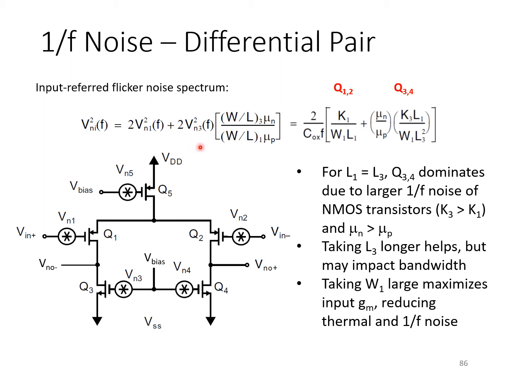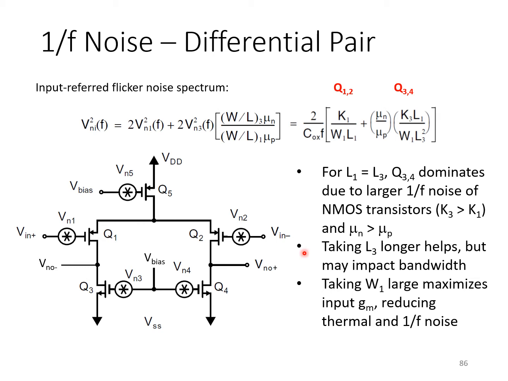So if we substitute in the flicker noise spectrum for VN1 and VN3, you end up with the expression shown over here. Now you'll notice that if all 4 transistors have the same gate length, that is that L1 equals L3, then it's quite likely in this circuit that the active load transistors will dominate the flicker noise. The reason is because the flicker noise constants, K1 and K3, are different for NMOS and PMOS technology devices in a given technology. And generally, the flicker noise constant for NMOS transistors is larger. Moreover, carrier mobilities are generally larger for electrons than they are for holes, although this is less true in more advanced CMOS technologies.